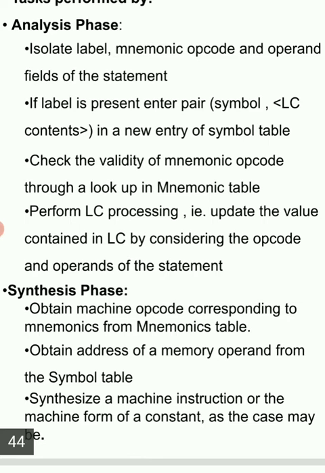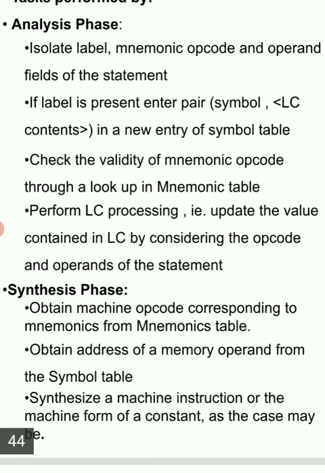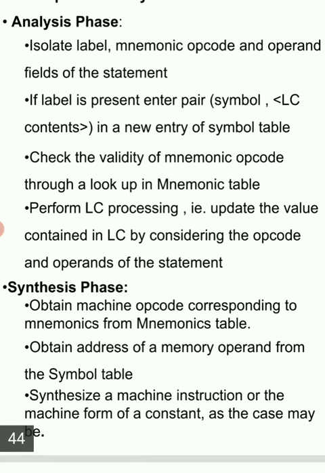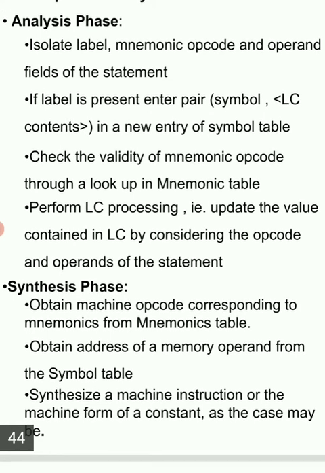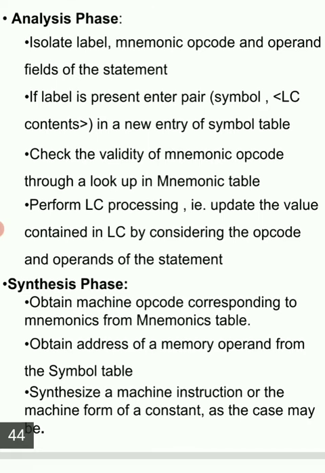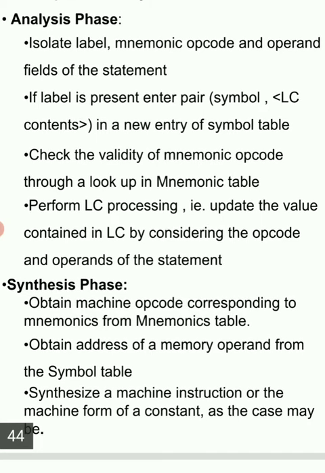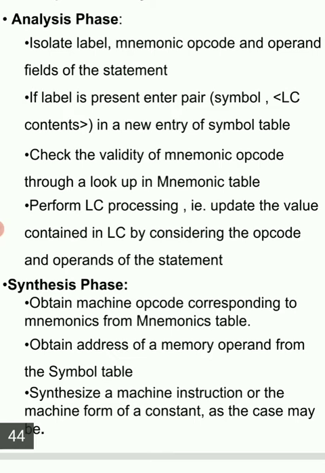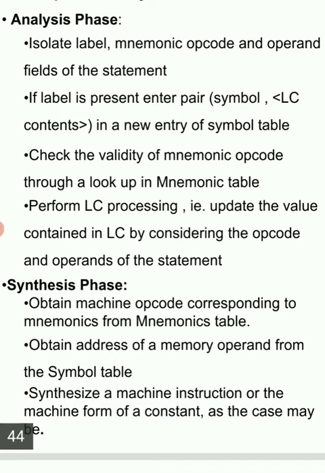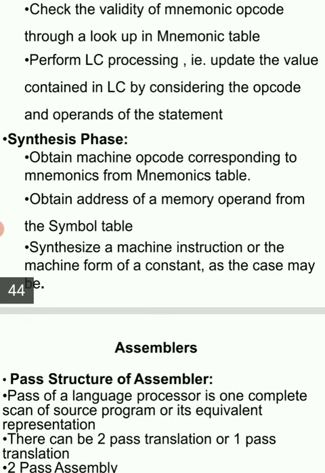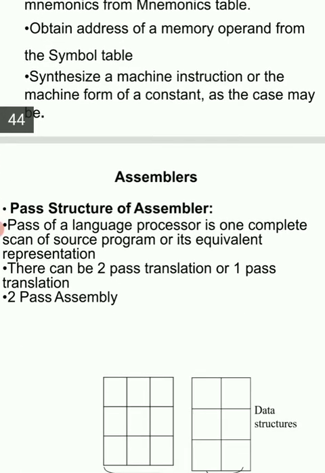After that we will check the validity of a mnemonic opcode through a lookup in the mnemonic table. After that we can perform LC processing, that is, update the value contained in LC by considering the opcode and operand of a statement. Then in the synthesis phase we will get the machine opcode corresponding to the mnemonic from the mnemonic table, and the symbol table, which will synthesize a machine instruction or a machine form of a constant.